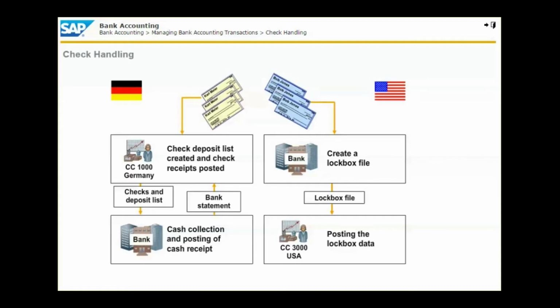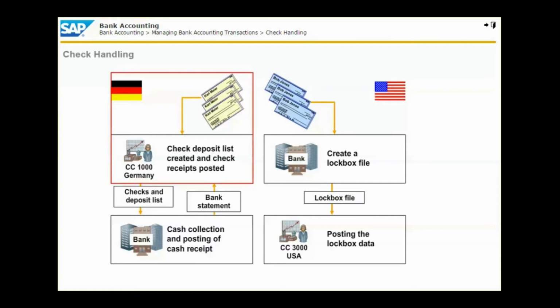For this reason, the number of incoming checks in Germany is relatively small and can be handled by the accounting department. In the United States, many companies use a special bank service, the so-called lockbox. This makes check processing considerably easier.